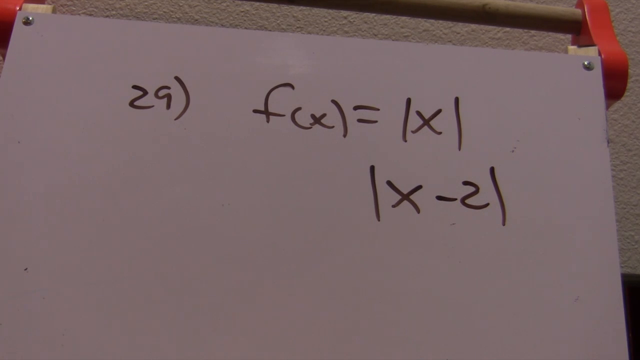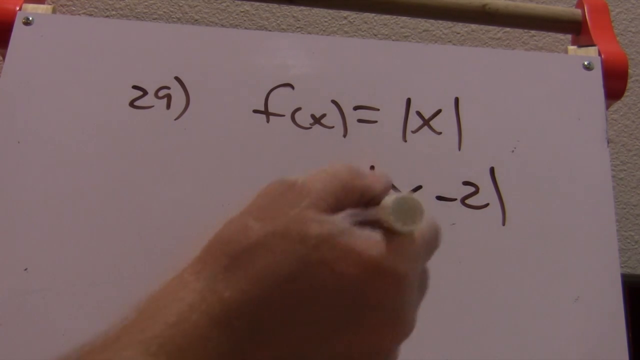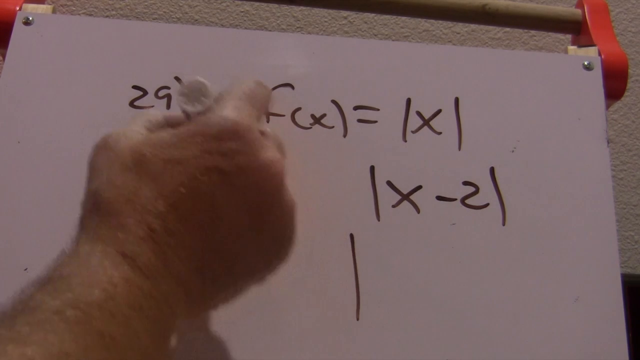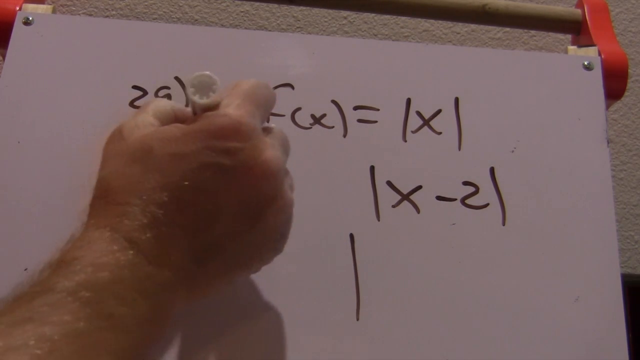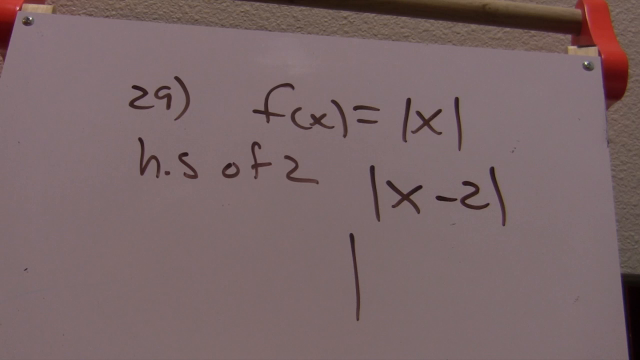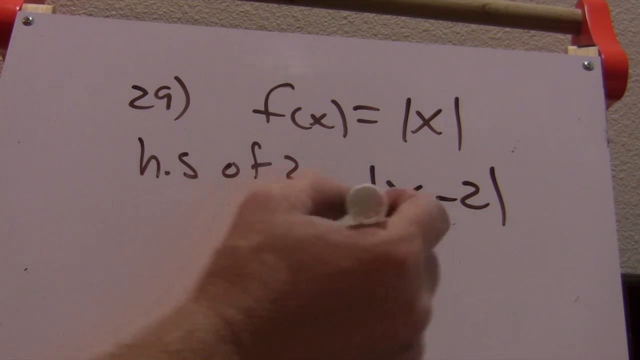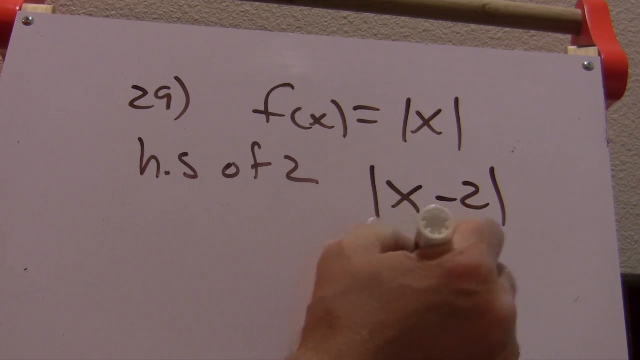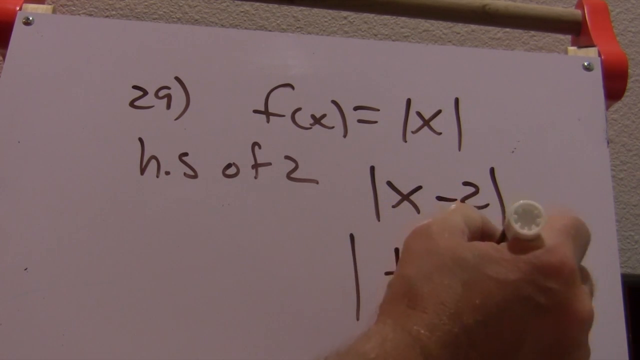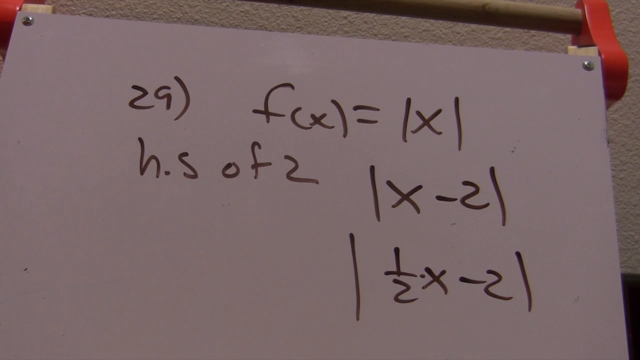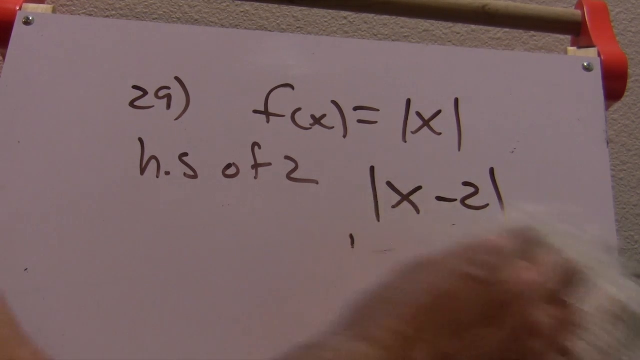And then it says followed by a stretch by a factor of 2. So again, a horizontal stretch. So again, that just affects the x. And so we're doing a horizontal stretch of 2. Remember, it's multiplied, so you do the reciprocal. And the reciprocal of 2 is 1/2. So that would be 1/2 times x minus 2, and you're done. So let's go to 31.